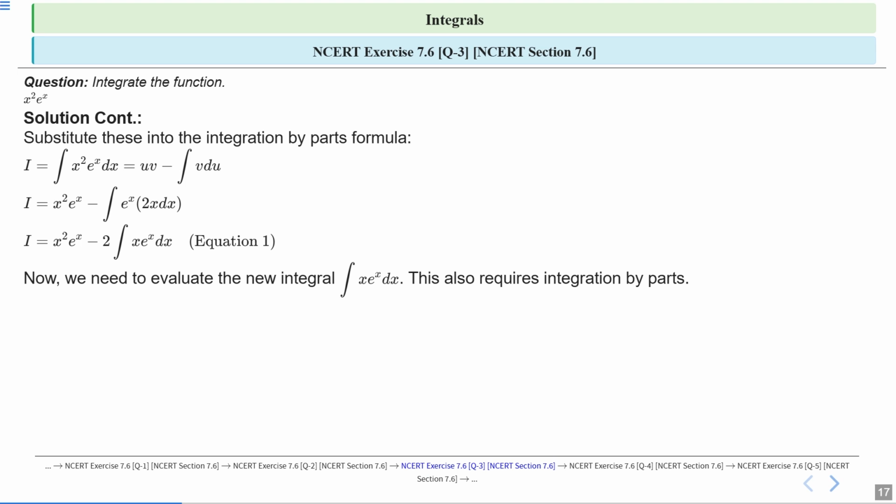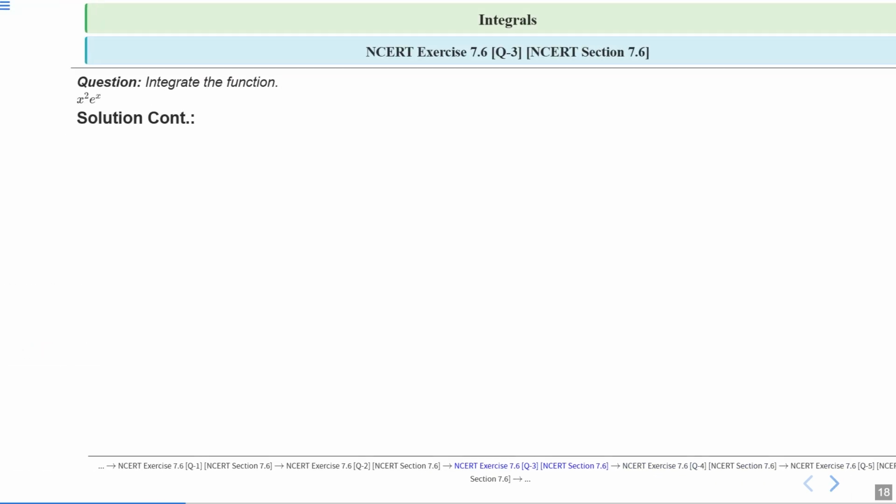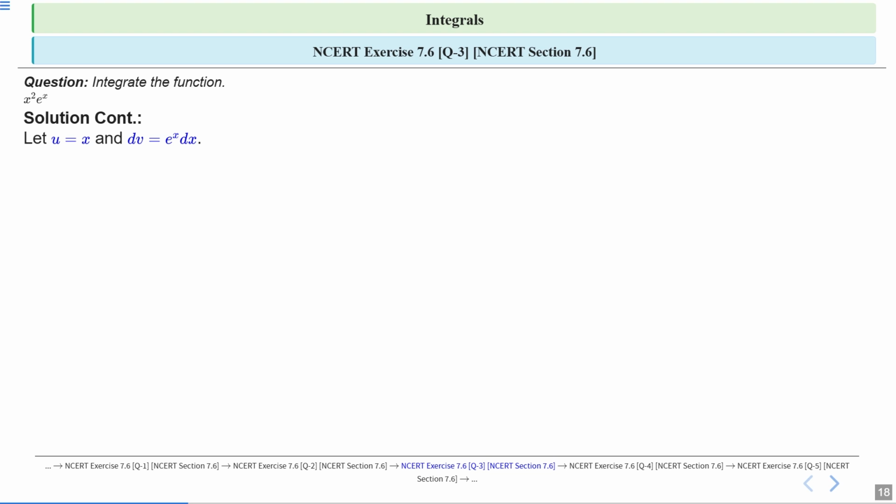So now we need to find the value of integral x e^x dx, and that is also a multiplication of two functions. First function is x and second function is e^x. So we have to apply by parts on x e^x. So x we can take as u and e^x as dv by the Euler rule.